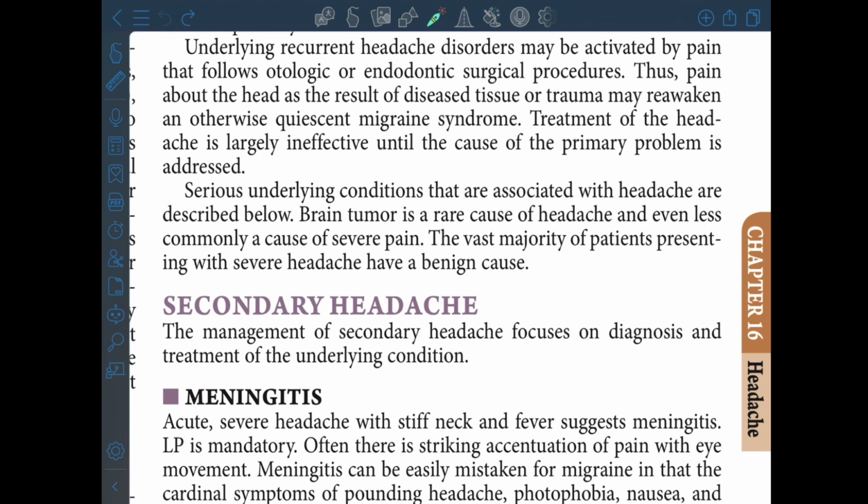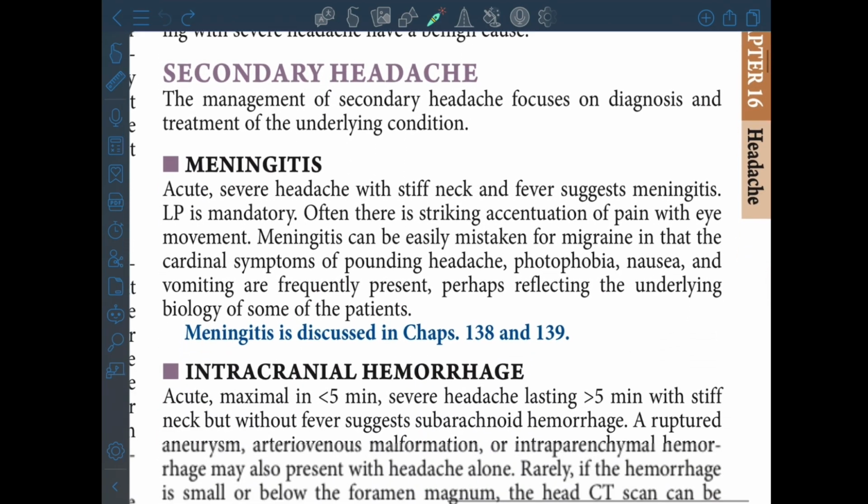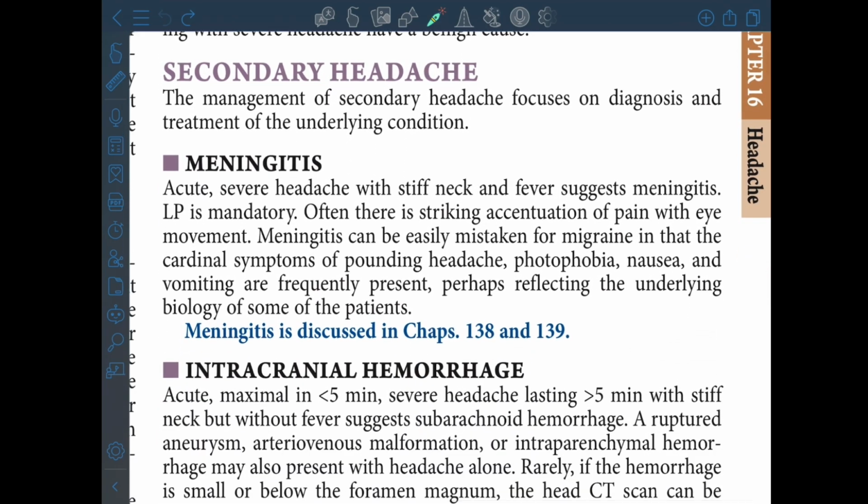Brain tumor is a rare cause of headache and even less common a cause of severe pain. The vast majority of patients presenting with severe headache have a benign cause. Secondary headache. The management of secondary headache focuses on diagnosis and treatment of the underlying condition.